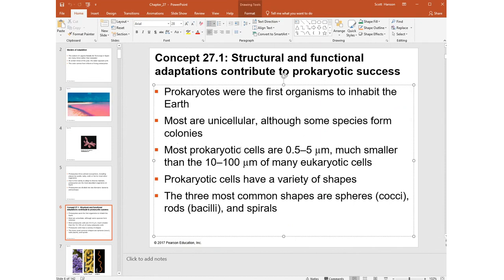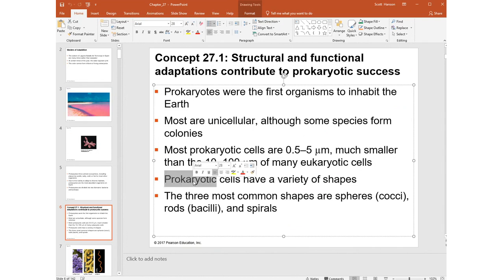And most of these prokaryotic cells are extremely small, from 0.5 to 5 micrometers. And remember, a micrometer is 1,000th of a millimeter. So it's much smaller than the usual range of 10 to 100 micrometers for a lot of eukaryotic cells. And remember, the eukaryotes, those that have eukaryotic cells, are protists, fungi, plants, and animals.